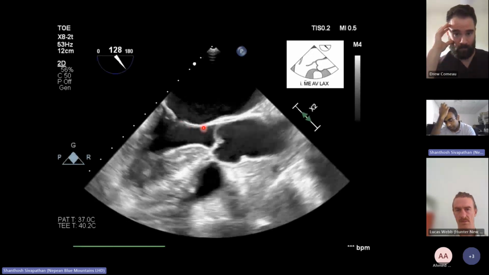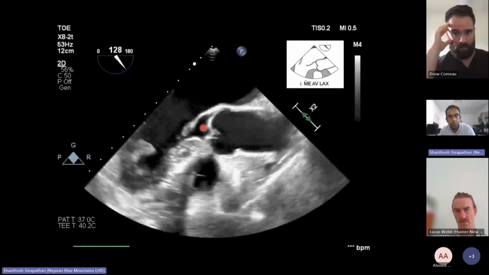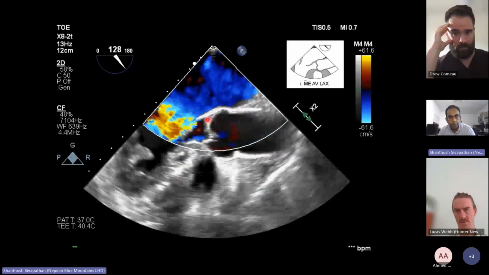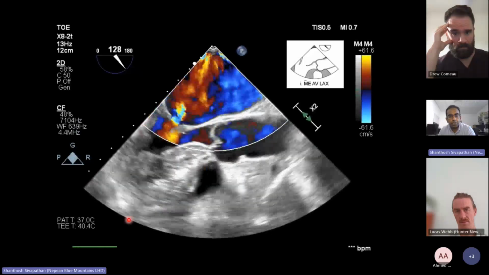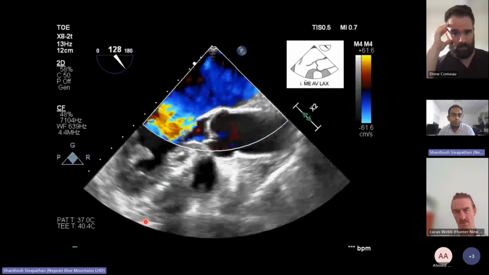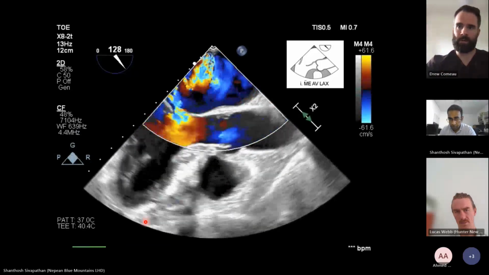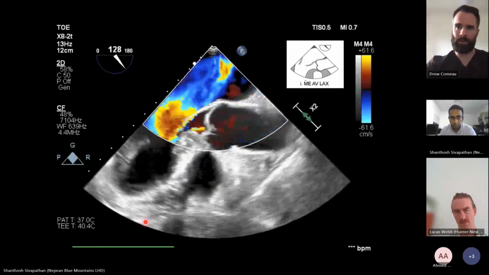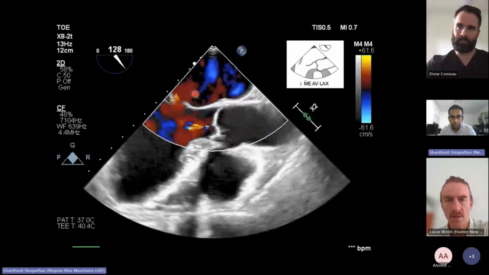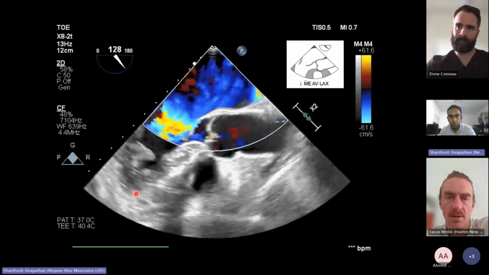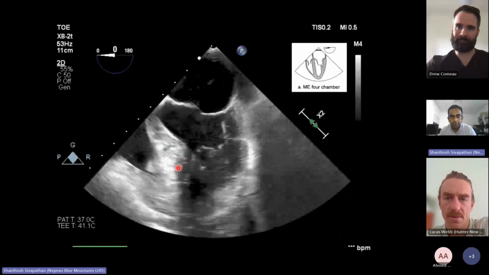This may be a bit too advanced, but this is looking at a TOE. This is the aortic valve. This is the mitral valve. Any quick comments about the mitral valve? Just look at the color itself. Torrential flow, right? There's so much going through. Anything there that pops out?